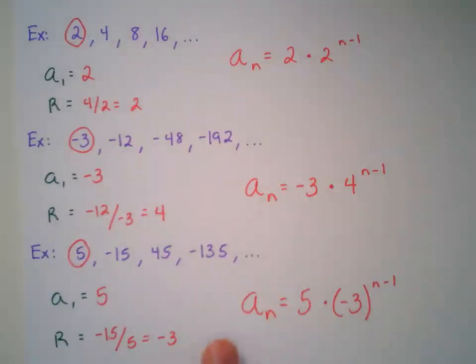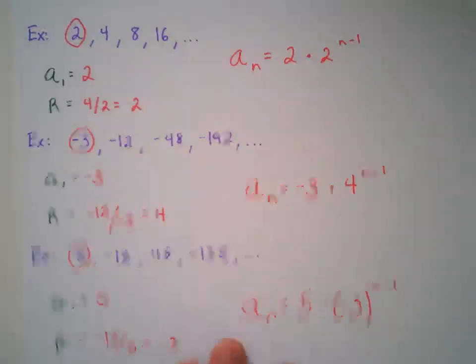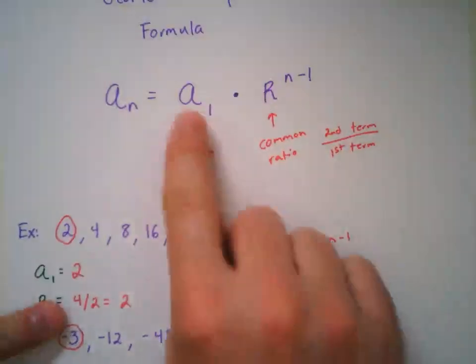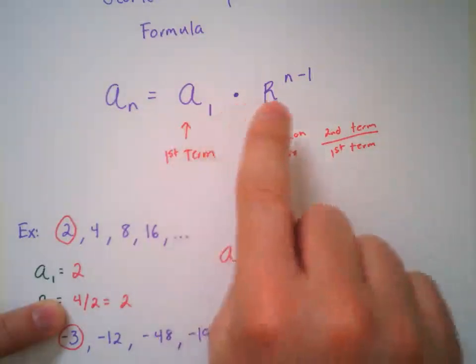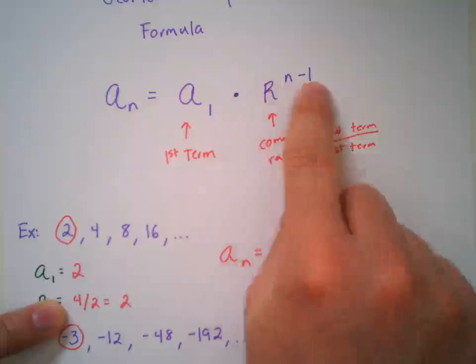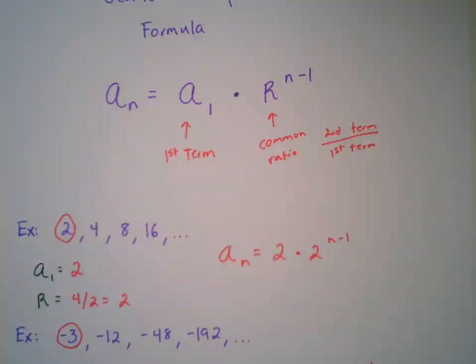Again, going back, this is how you set up the geometric explicit formula. Find your A1, find your common ratio. To find the common ratio, it's your second term divided by your first term, and really just plug everything in to what's given. Plug in your A1 times your common ratio to the n minus 1. You'll be quizzed over that.